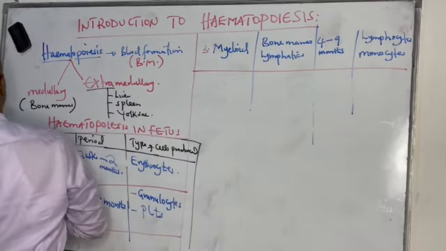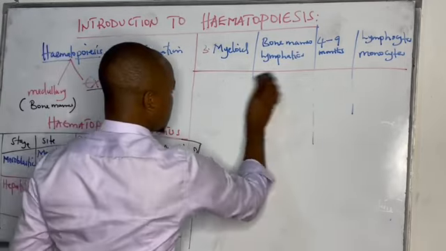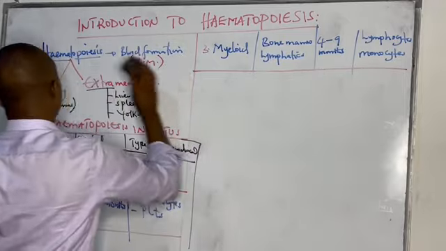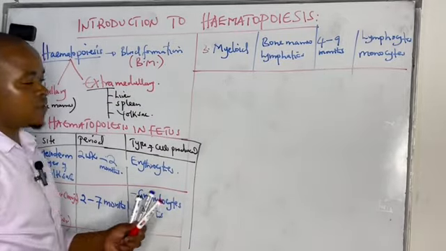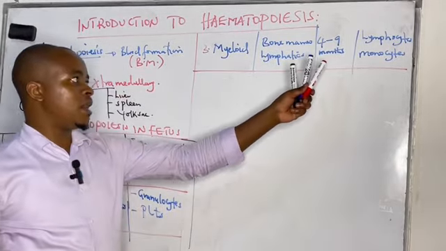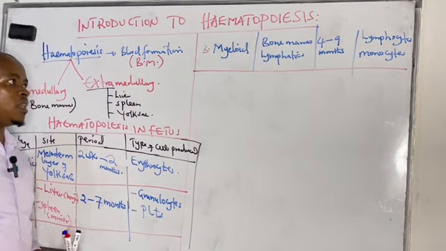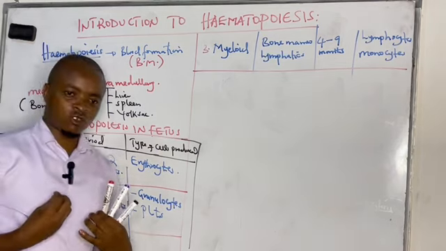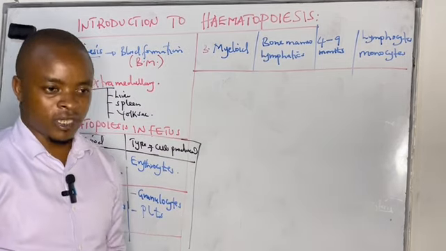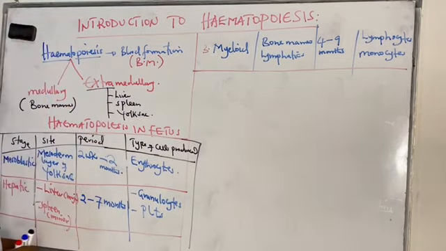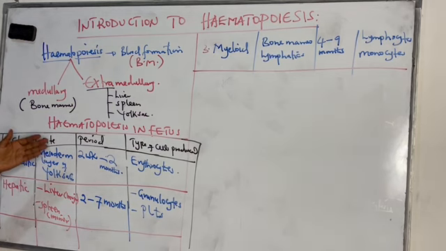So during myeloid stage, we see it's occurring majorly in the bone marrow and to a smaller extent the lymphatics, and it starts from 4 to 9 months, and it is producing lymphocytes and monocytes. No wonder children have higher levels of lymphocytes than neutrophils. So this is haematopoiesis in fetus, whereby we have seen the stages.